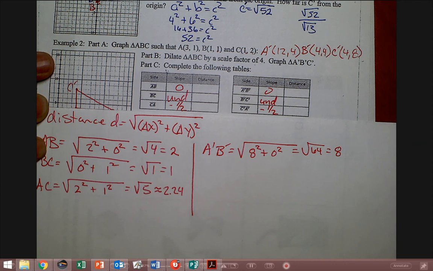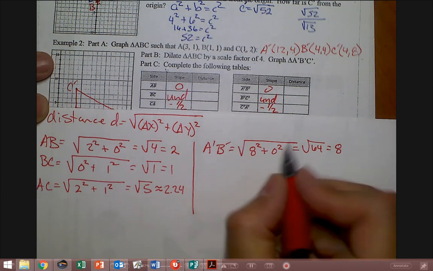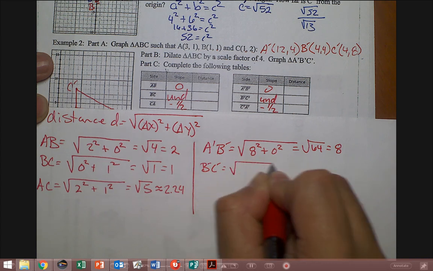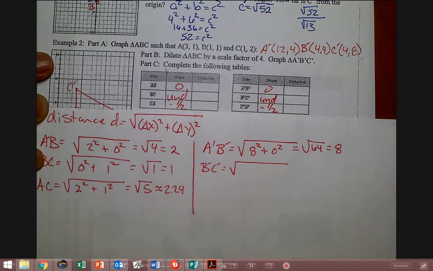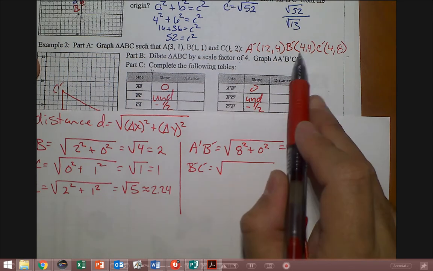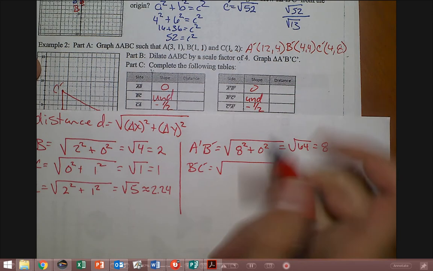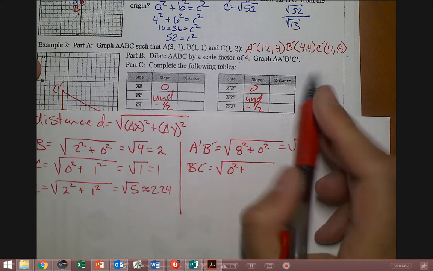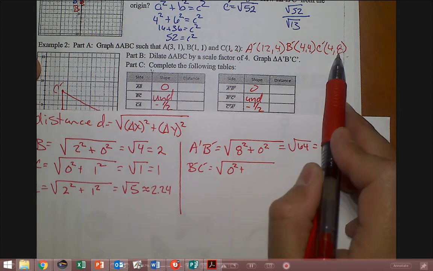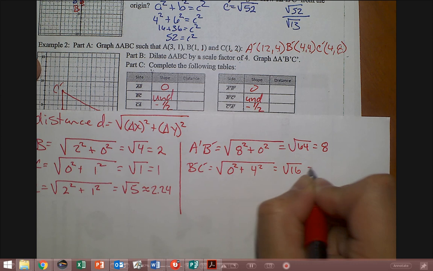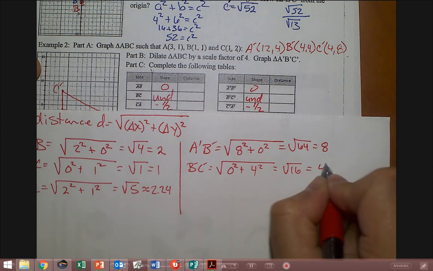Okay? Now let's take a look at the next part. So the next part is going to be B prime, C prime. So my B prime, C prime. How far is 4 away from 4? 0. Now, how far is 4 away from 8? 4, right? So that's going to give me 0 and 16. So square root of 16, which is just 4.